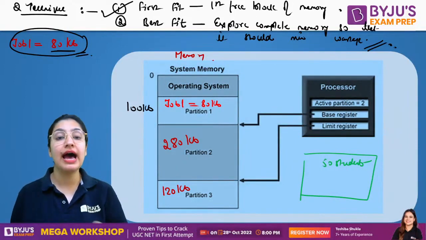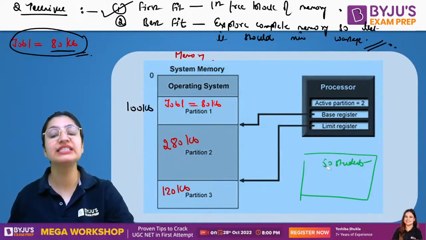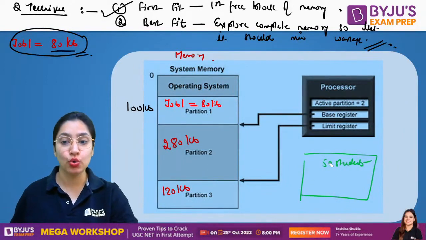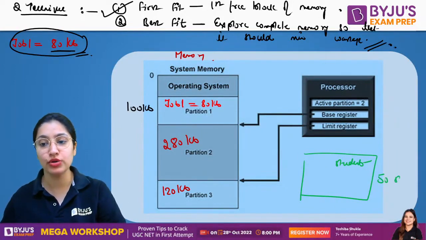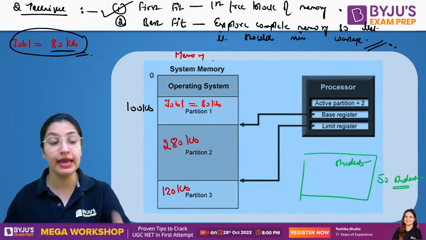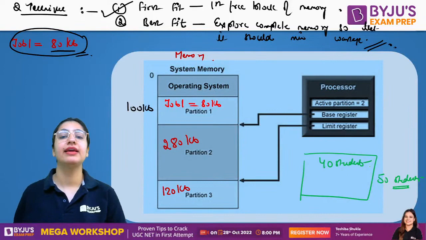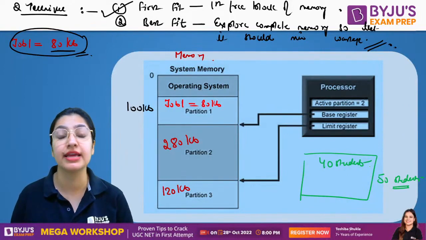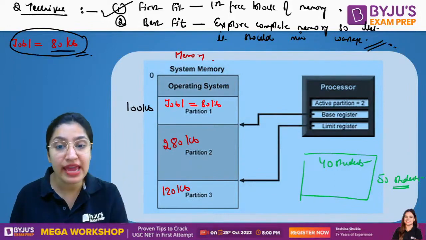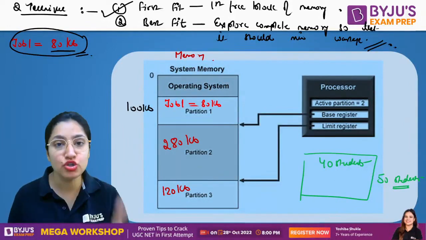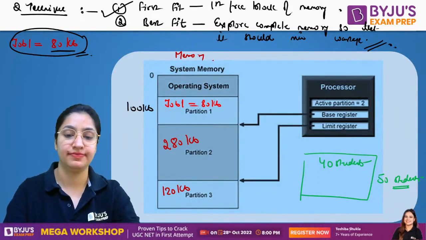Let us consider that at present, I have only 40 students sitting here. The total space existing is equal to 50 students, but presently only 40 students are sitting. So my question to you is, what is happening to that space which is available for 10 students?